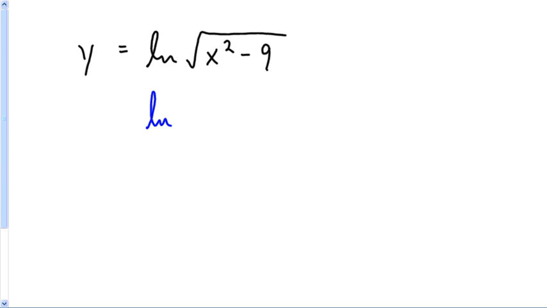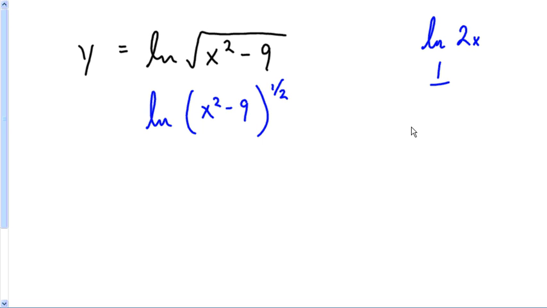I'm going to rewrite this as log of (x squared minus 9) to the half. Now you've got to think: if I just had log of 2x, what would I do? Well, the derivative of log 2x is 1 over 2x times the derivative of 2x, and so my answer ends up 1 over x. Fascinating. It's the same thing here.